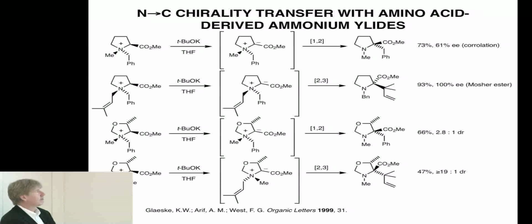That destroys this adjacent stereocenter to make these planar ylides, but we still have stereochemistry at nitrogen. And so the question is, does that stereochemistry at nitrogen control the eventual stereochemistry at carbon? And the answer is yes, it does, most particularly in the 2-3 shifts.